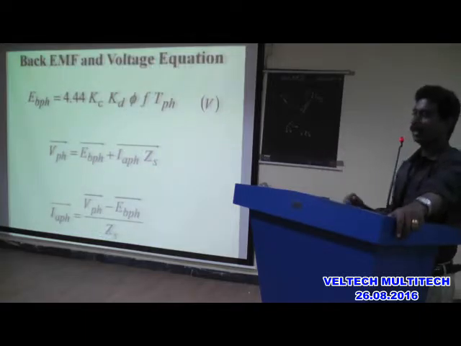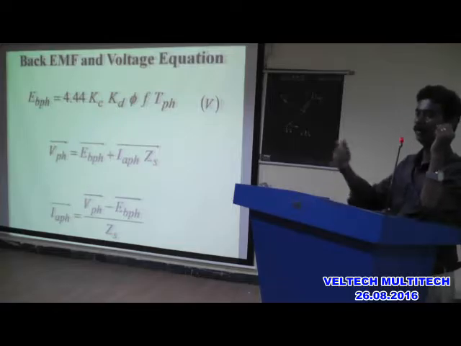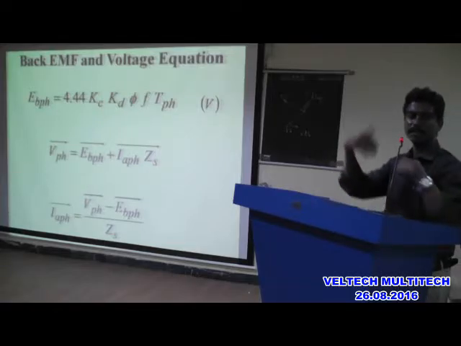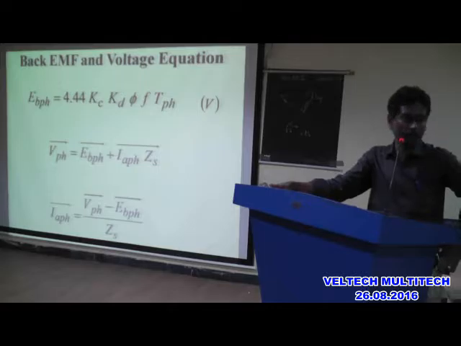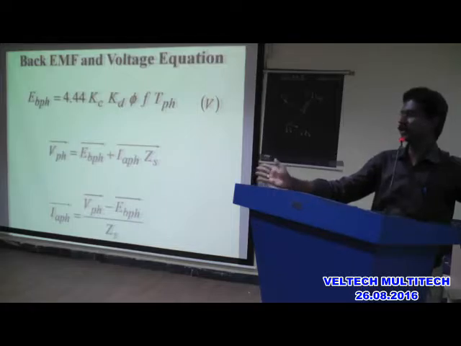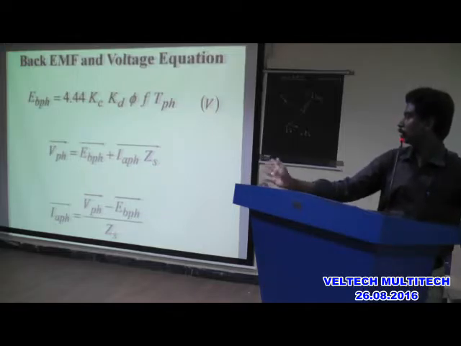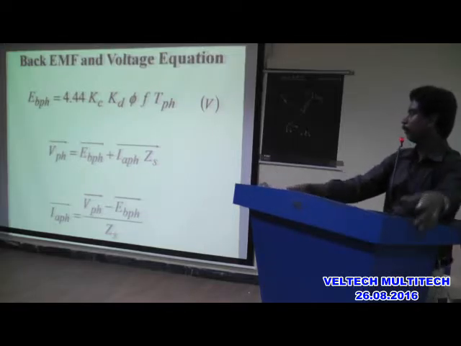Now, this is the back EMF. Like a DC motor, there is a back EMF in a synchronous motor. What is the expression for back EMF in a DC motor? It is the same as the generated EMF expression. Like that, here the back EMF expression is the same as the E phase expression, that is 4.44 K_c K_d f Φ_m T_ph. So this is the voltage equation.